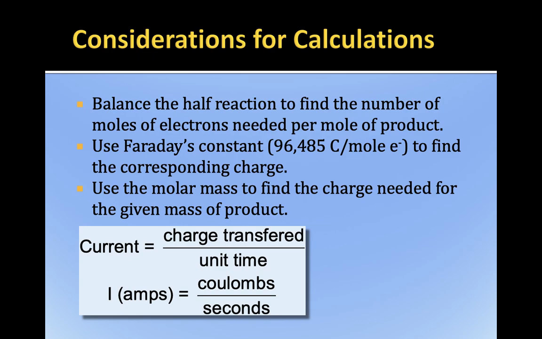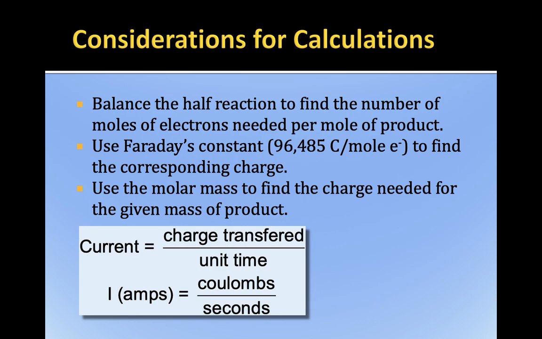We're then going to use Faraday's constant, which is 96,485 coulombs per mole of electrons, to figure out the corresponding charge. Okay, well, if this is our substance and we know how many moles of electrons we're transferring, we now know how much charge we need per mole of electrons. And then if we know how many moles of electrons we're moving, we can figure out from the molar mass how many grams of substance that would correspond to.